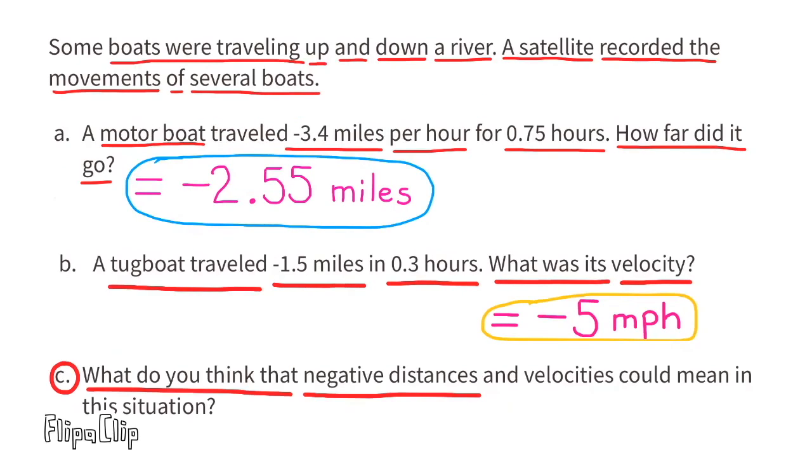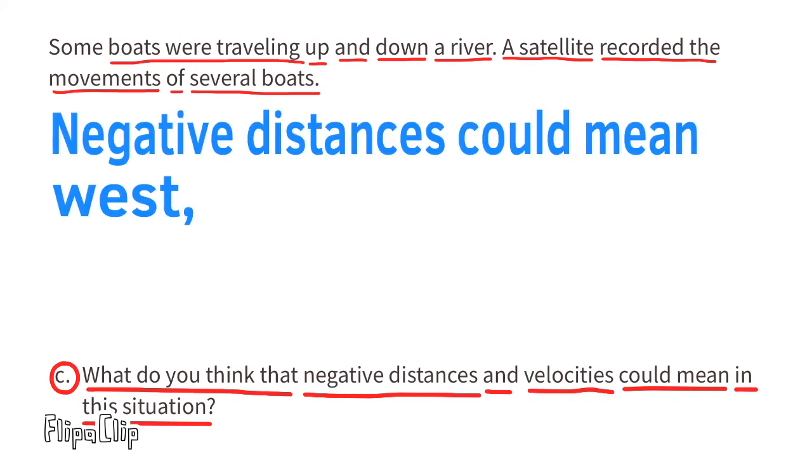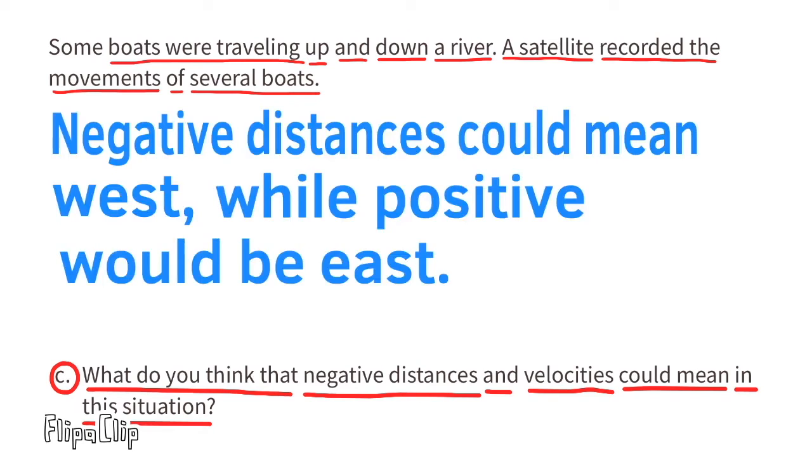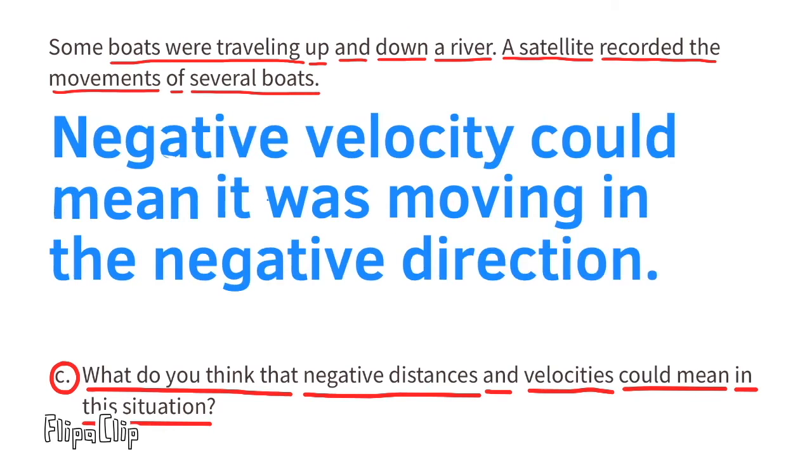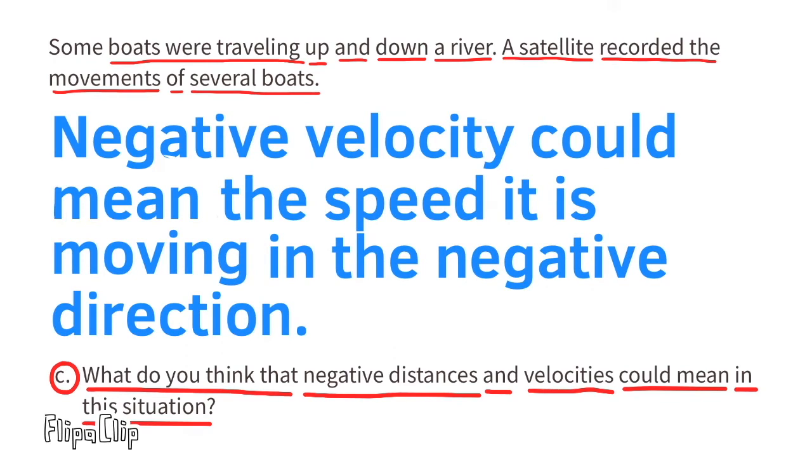C. What do you think that negative distances and velocities could mean in this situation? Negative distances could mean west, while positive would be east. Negative velocity could mean it was moving in the negative direction. Or negative velocity could mean the speed it is moving in the negative direction.